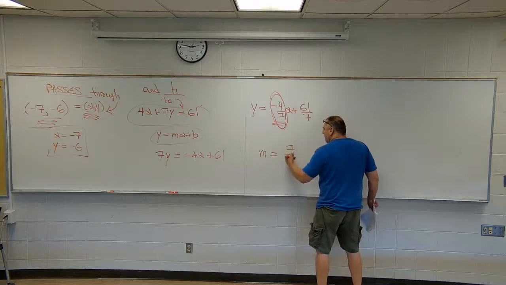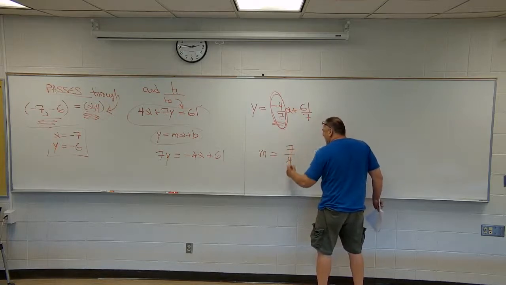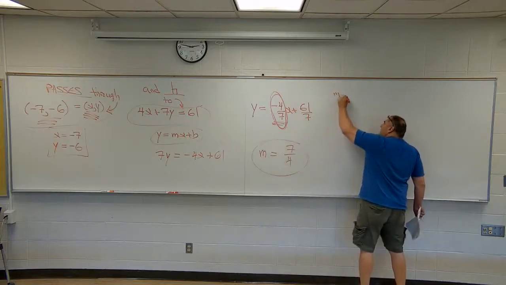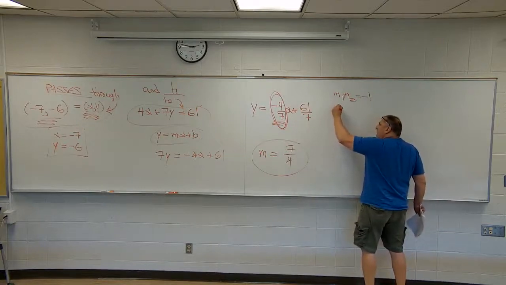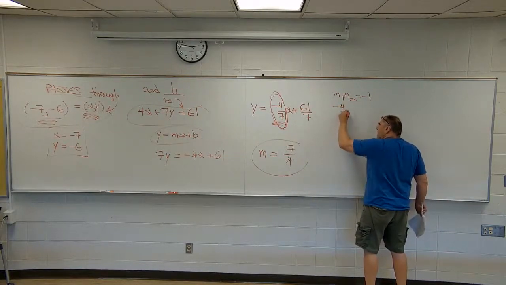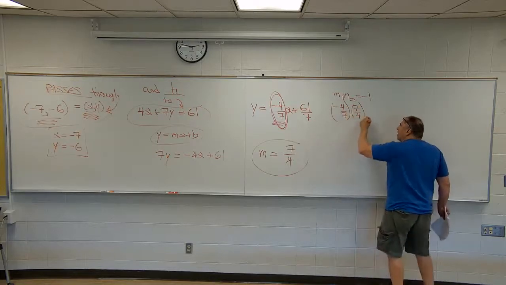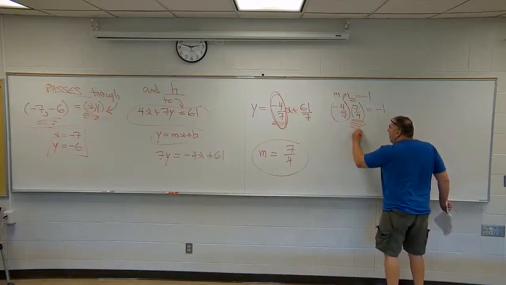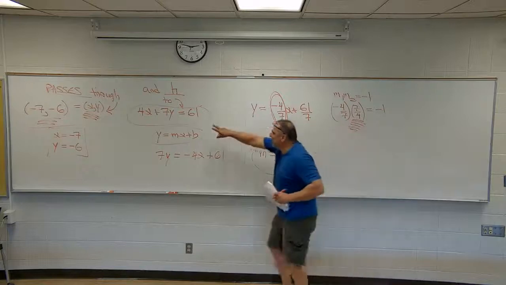What's the negative of negative 7 over 4? It's positive 7/4. Is that true? Is it true that if I take these two and multiply them together, I get negative 1? If I take negative 4 over 7 and multiply it by positive 7 over 4, sure as anything, it works. The 7 over 4 is the slope of the line that is perpendicular to this line.